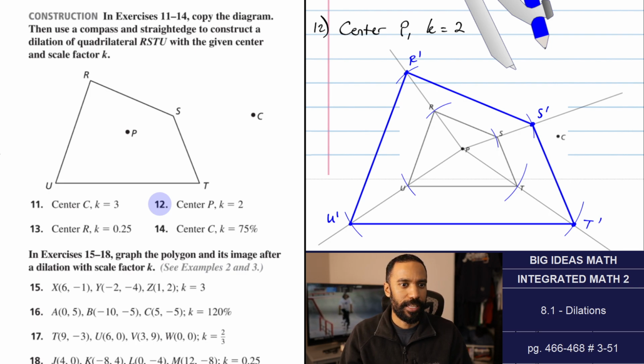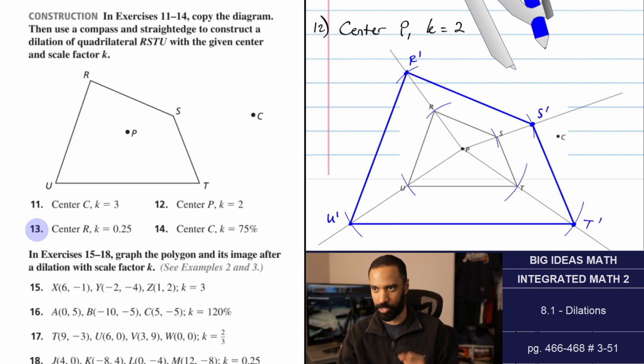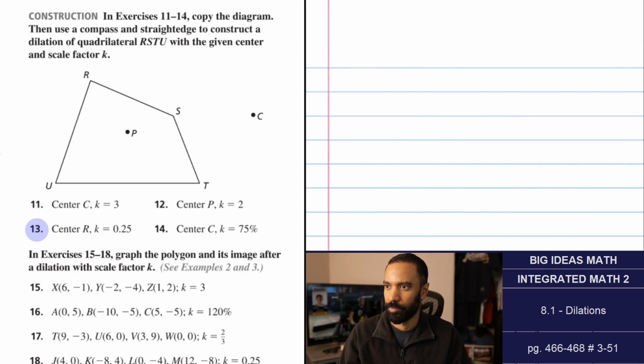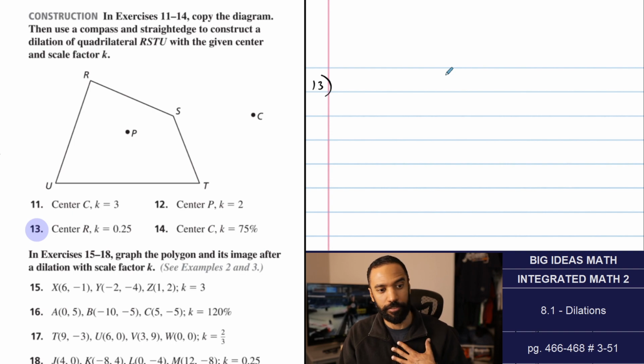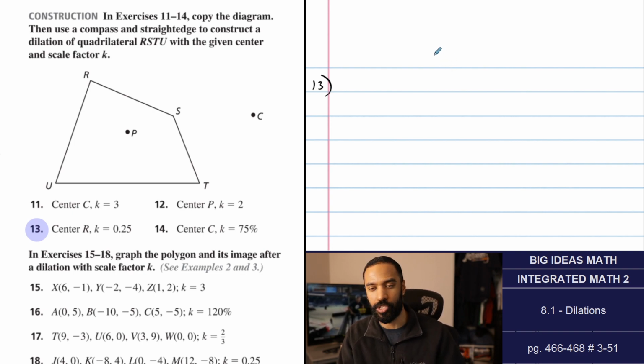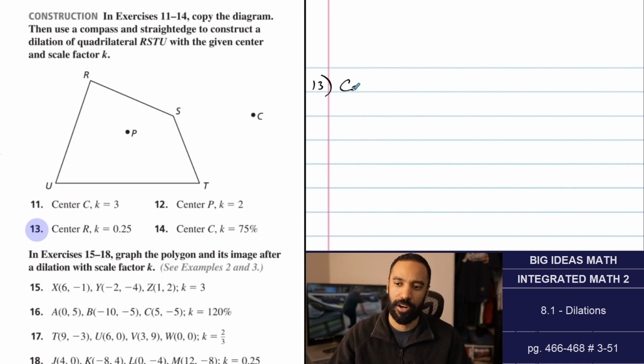All right, 2 more. These ones are reductions, and they have those weird decimal or percentage amounts. Let's take a look at number 13. So on number 13, center is R, which is a good thing for me. I have 1 less one to deal with. So center R.